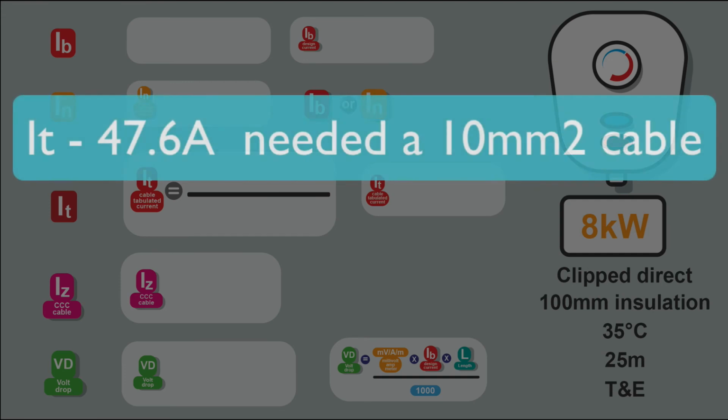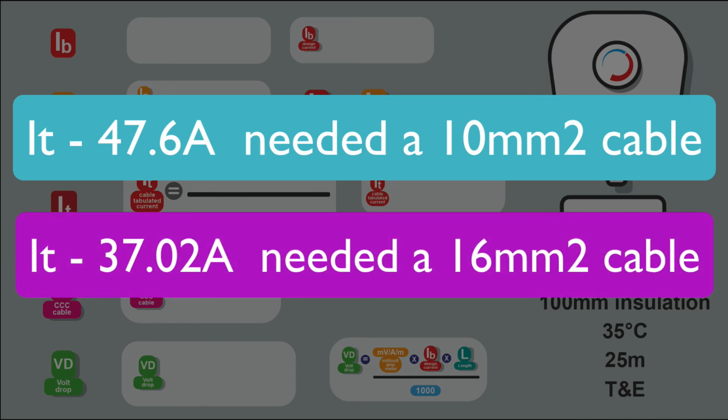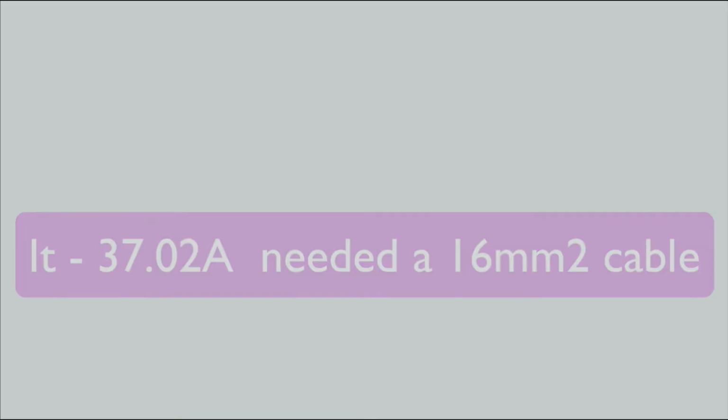So you can see there in the first example on the shower circuit, the It was 47.6 amps and the suggested Iz was a 10mm squared cable. In the second example, the It was 37.02 amps, which is less than the 47.6 amps of the previous example, but the Iz required a 16mm squared cable. So it shows the importance of using the right table and using the right correction factors.